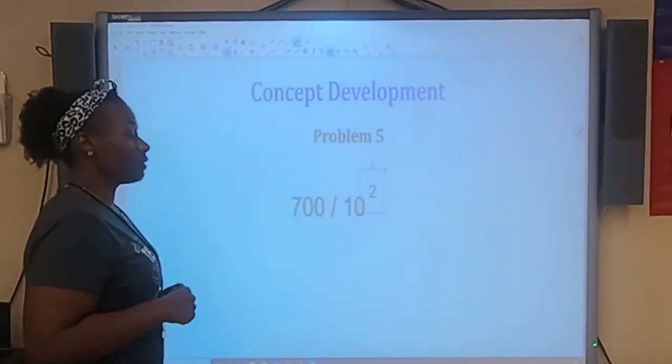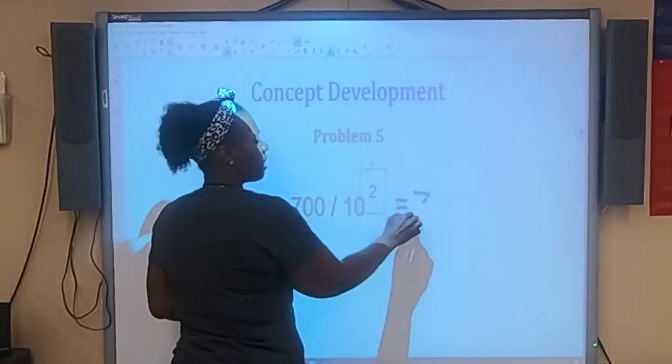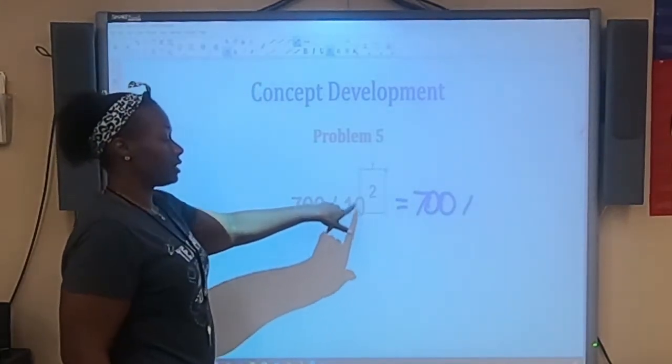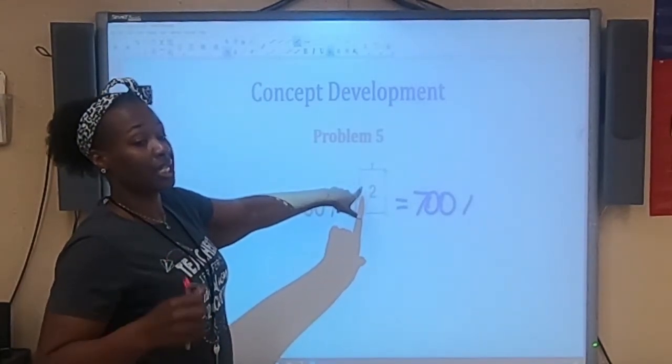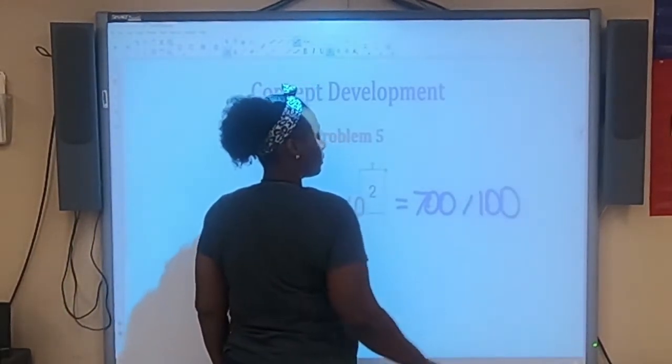Okay. 700 divided by 10 to the power of 2. Let's start by writing that in standard form. Well, we know 700 is already in standard. Divided by, and we just learned that 10 to the power of 2, my exponent means I need 2 zeros. So I'm dividing by 100.